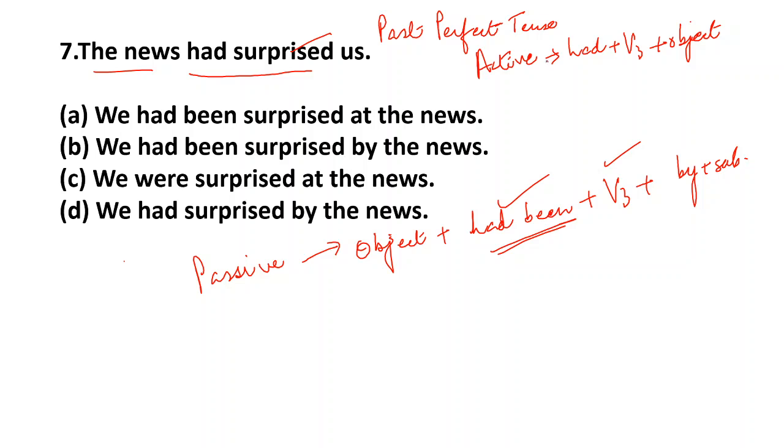The subject plus had plus V3 plus object. In the passive form, it becomes object, had been plus V3 plus by plus subject. Next. I hope you all are finding it interesting.